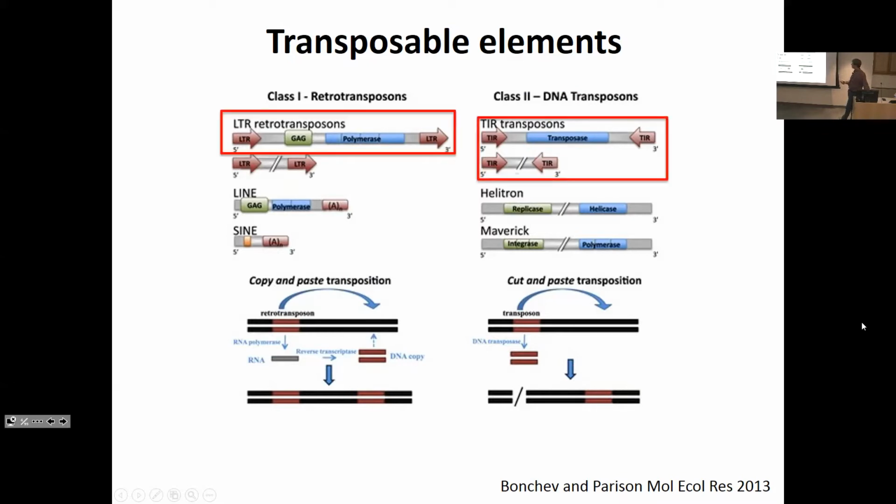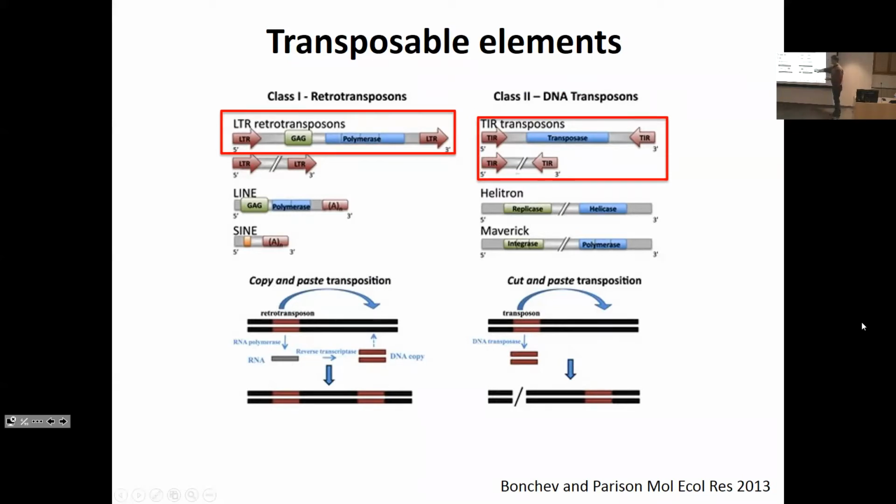In maize, we'll mostly talk about LTR elements and TIR. There are LINEs and SINEs. There are a number of helitrons. Both of those types are harder to find, and so it's not that they aren't important, it's just that they're harder for us to work with, so I'm not going to tell you as much about them, okay?